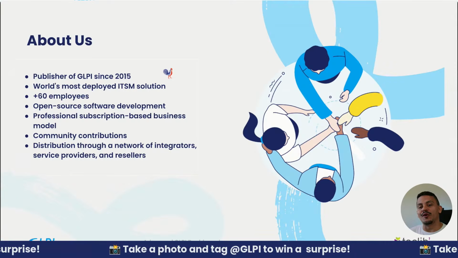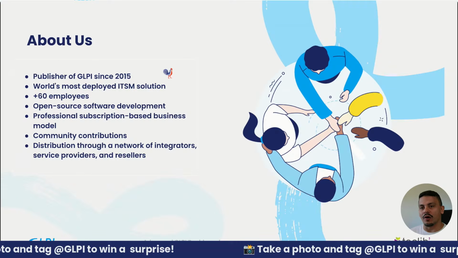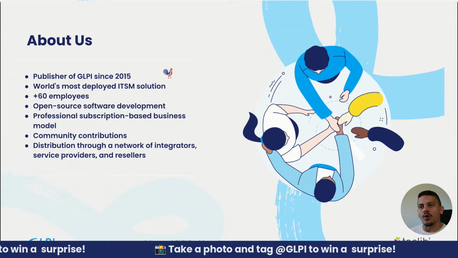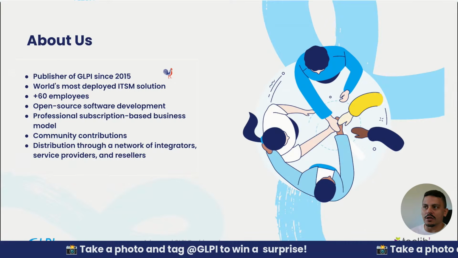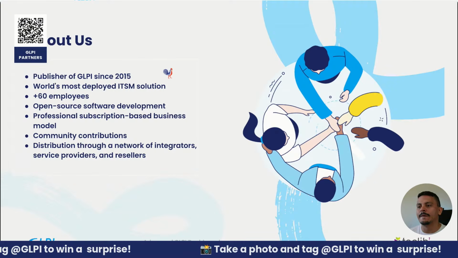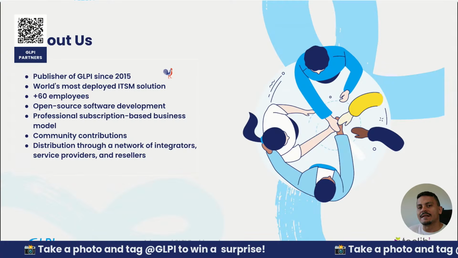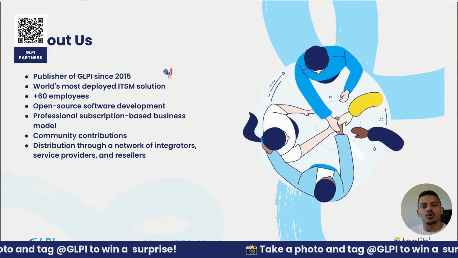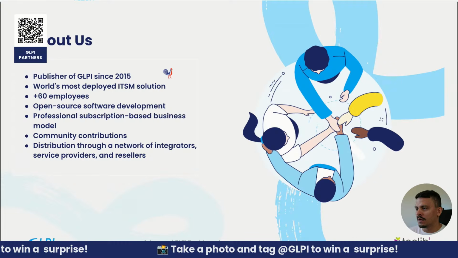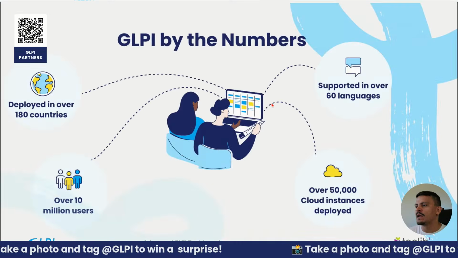So if you don't know one, you can navigate to our GLPI partners page, which is going to be on the QR code here on the top. And you can find all of our partners and look for a partner that is near or next to your company. And if you want to become a partner, for sure, you can also talk to us.